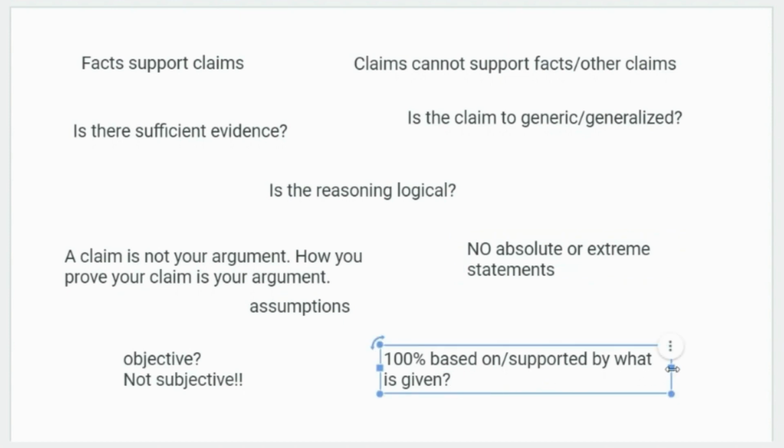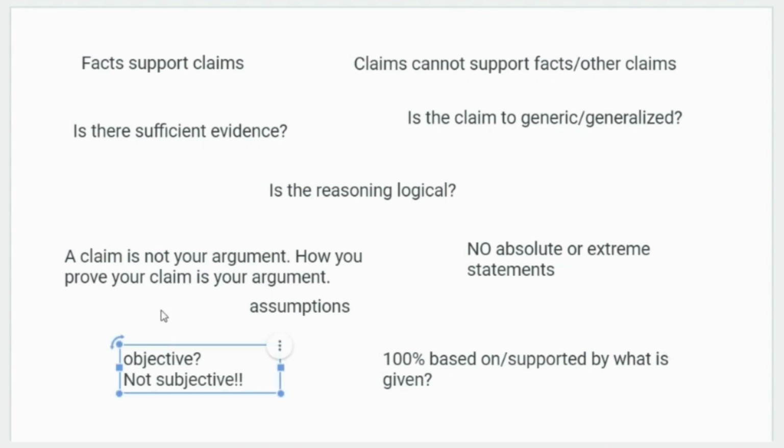And also, since you have these options, make sure that whatever evidence you pick, it 100% supports the claim. Or if you have to figure out a research outcome, make sure that it's supported by what is given to you. Okay. And everything has to be objective and not subjective. So your outside knowledge would not have a bearing on this.